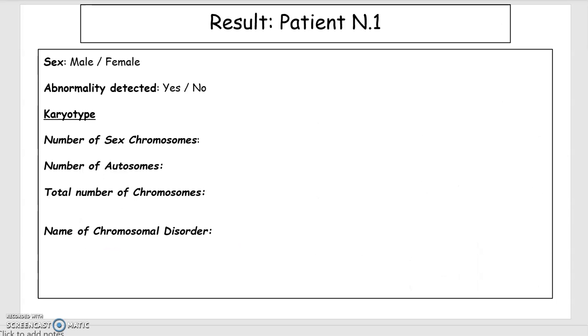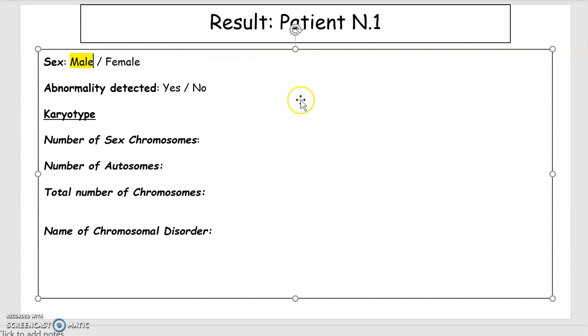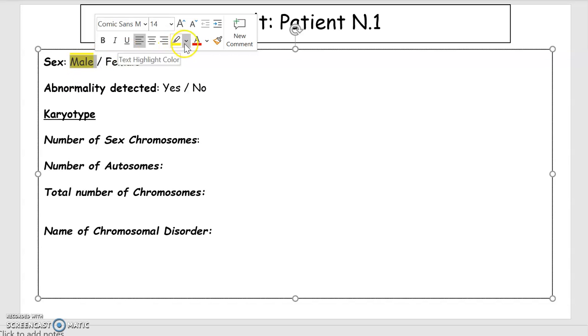So if you go on the next slide, you're going to highlight or underline whether you think it's male or female. So when you highlight it, if you think it's male, you'd highlight male, for example. If you got it wrong, you can always highlight it and put no color and fix it. If there's an abnormality, because they might be normal.